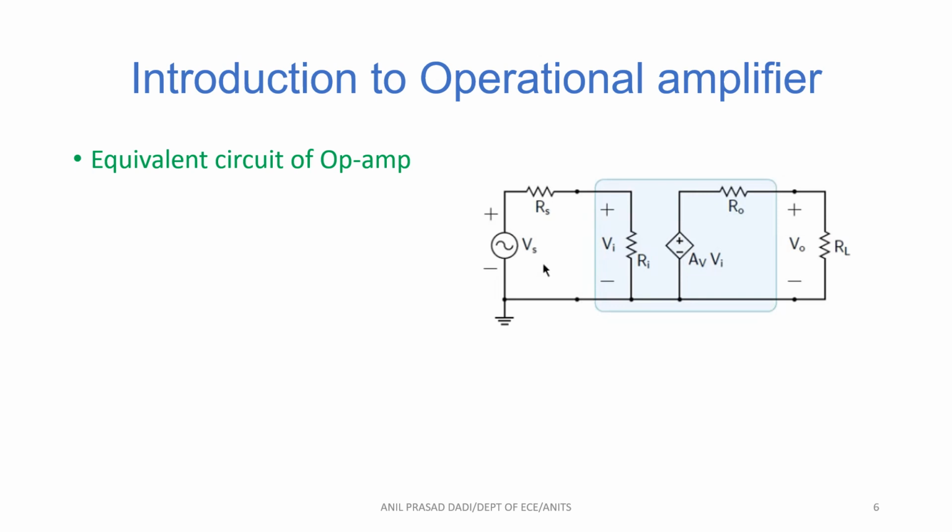Let us look at the equivalent circuit of the op-amp. It consists of input resistance Ri across which the voltage is Vi. It also has a dependent voltage source A V times Vi in series with an output resistance R0. This circuit will be very helpful to us in the analysis of op-amp circuits.